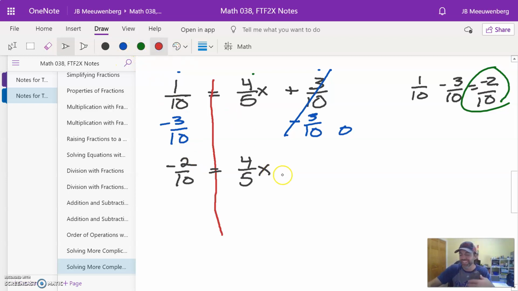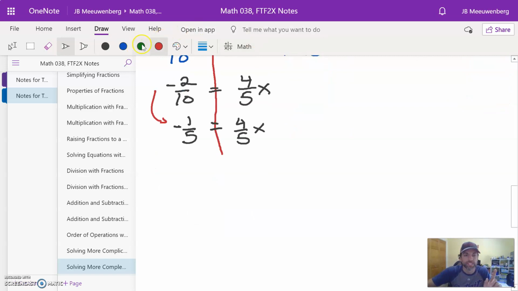And so whenever you can simplify stuff, try it. Do it. I can remove a factor of 2 from the top and the bottom. Divide them both by 2. It'll give me negative 1/5. It's the same thing. Equals 4/5 x. So all I did was I simplified that. I changed it to that. All right, we're almost done.